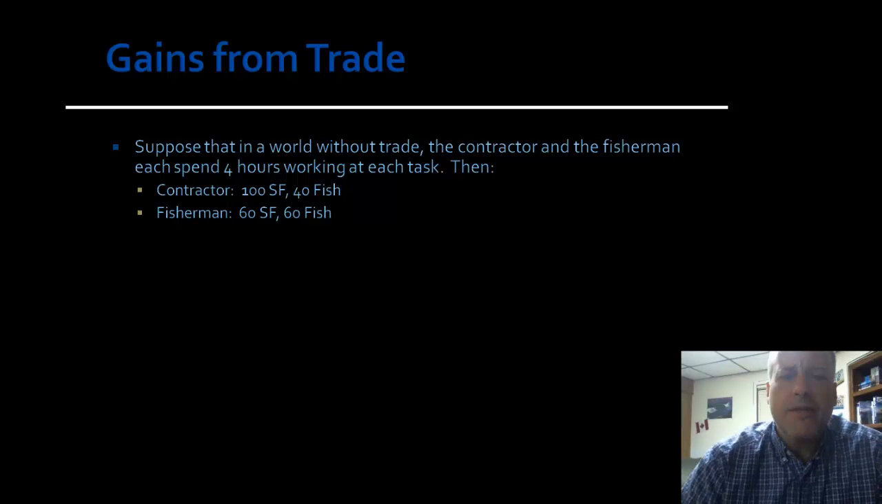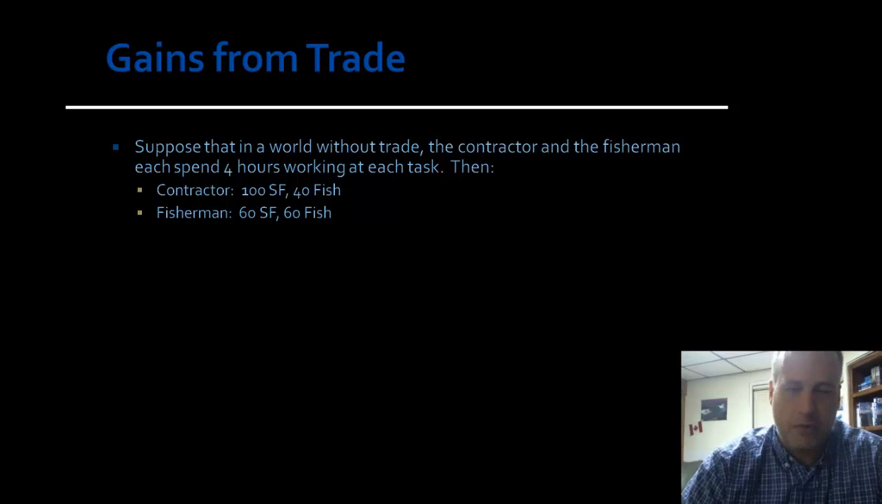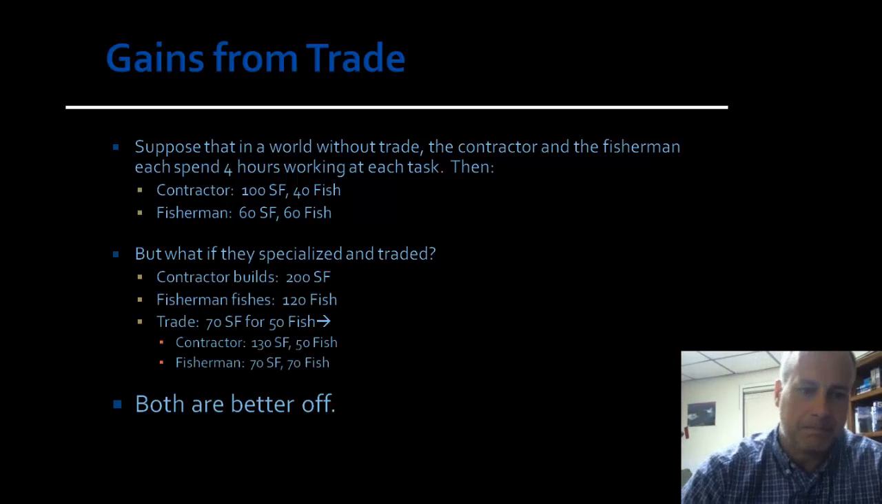So consider the following. Suppose that in a world without any sort of trade, the contractor and the fisherman each spend 4 hours working at each task. If this is the case, then the contractor could build 100 square feet and catch 40 fish. Meanwhile, the fisherman could build 60 square feet and catch 60 fish. The contractor, remember, could do 25 square feet and 10 fish in an hour. The fisherman was 15 and 15.